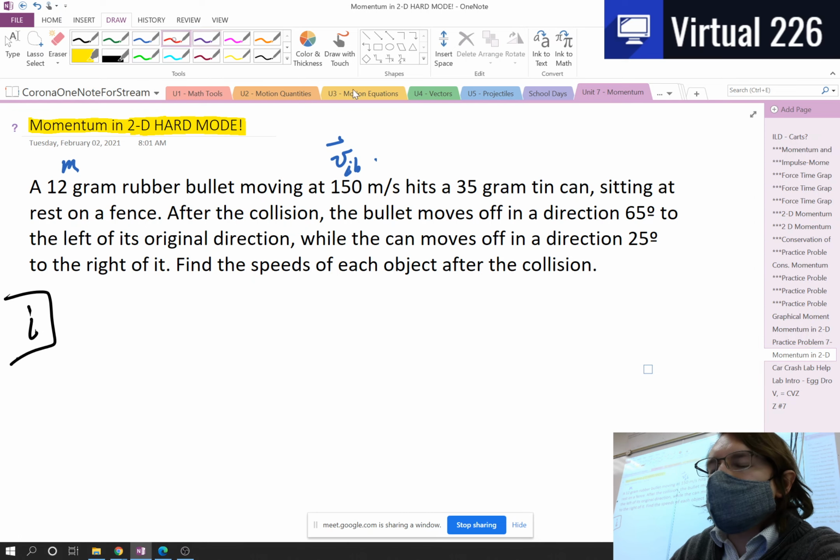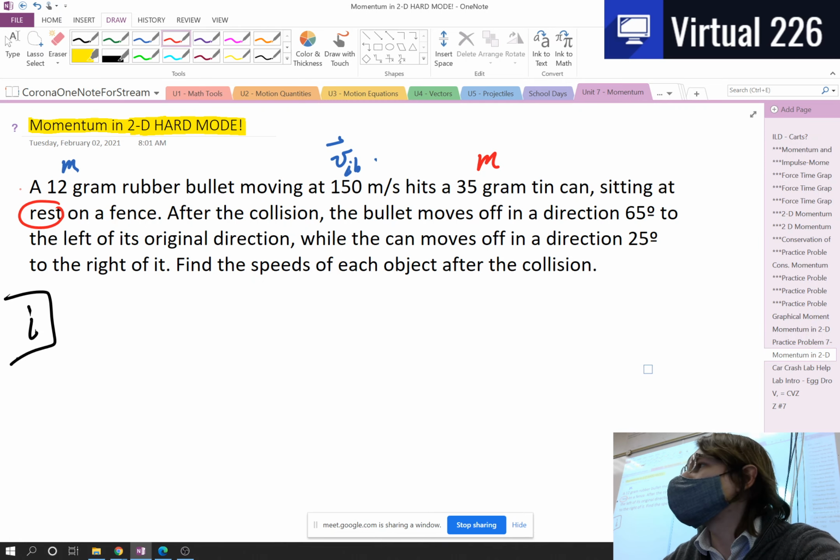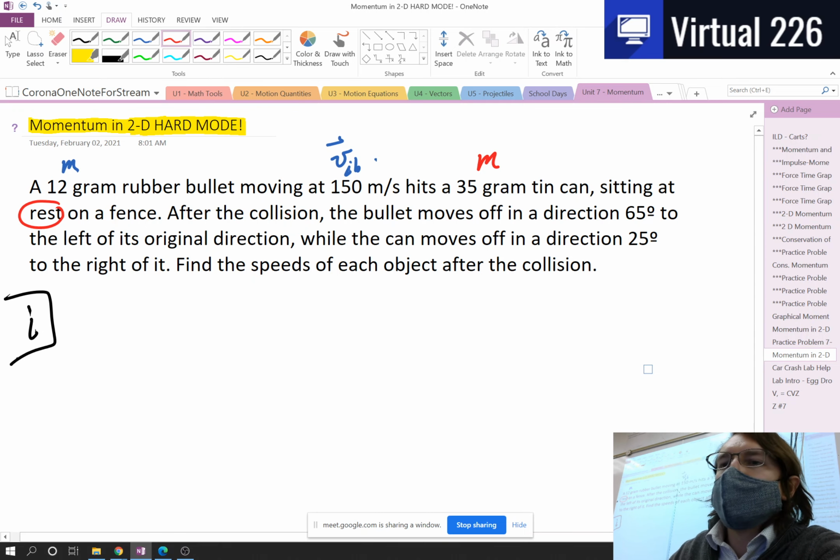And it strikes a 35-gram tin can. And that tin can was sitting at rest. And doing a lot of the physics that we've been doing this year, we know when something is at rest, its velocity is 0. It's not moving at all. So that's a value that's kind of hidden there, but we know what it is. So let's draw the initial setup.